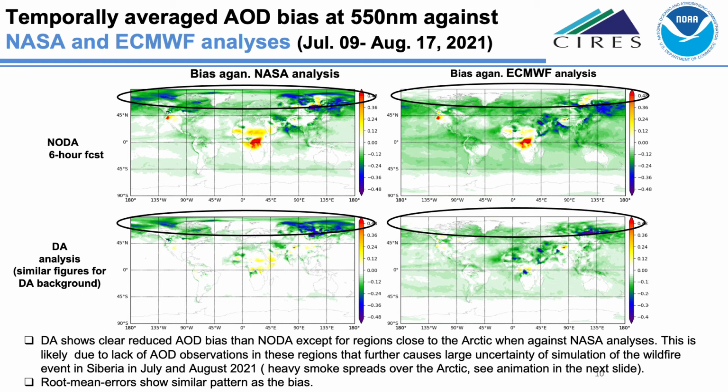So you can see that, compared to the no DA 6-hour forecast, the DA analysis is able to efficiently reduce the bias almost globally, except for the regions close to the Arctic. This is because during this evaluation period, there was a very large wildfire event in Siberia, and we don't have AOD observations in that region, so the DA is not able to create efficient correction there.